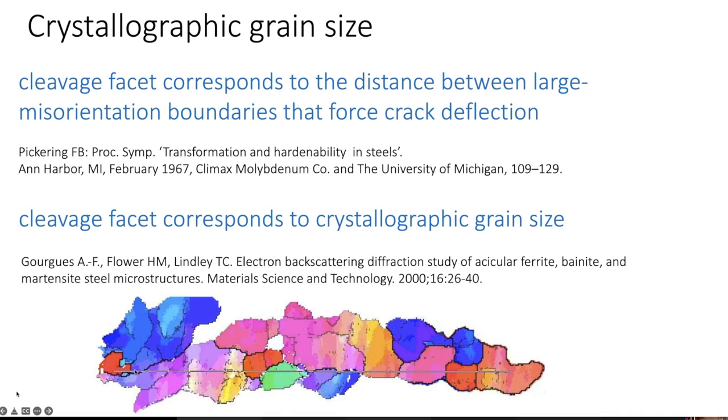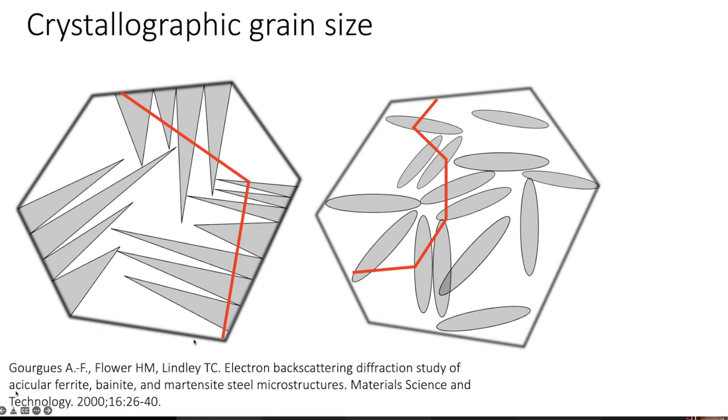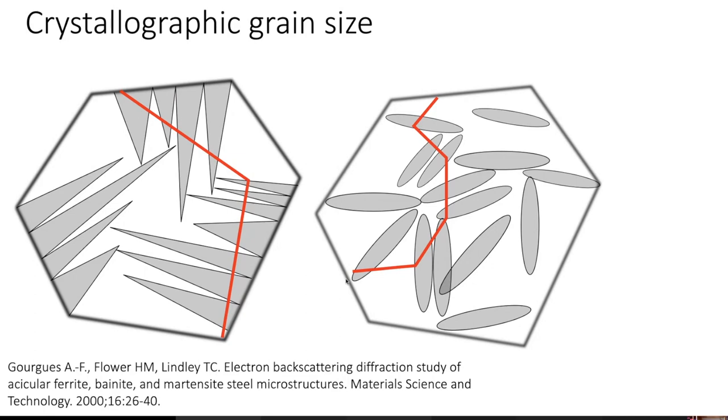So if you want to correlate toughness in brittle fracture against crystallography, then you have to look at the crystallographic grain size. So these two pieces of work are really quite important because they essentially prove that when you have clusters of plates in the same orientation, they do very little to deflect the crack. Whereas if you can generate plates in many different orientations, then the crack is frequently deflected and therefore you absorb more energy in fracture.